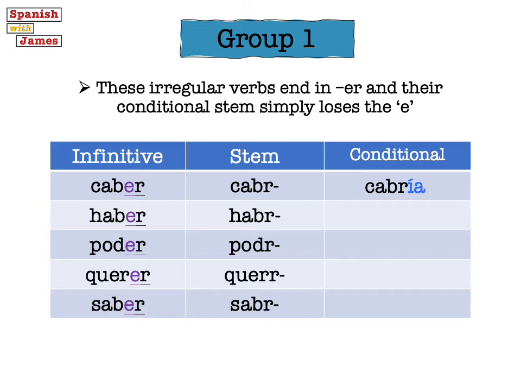Haber goes to habr, habría, poder goes to podr, podría, querer to querr, querría, remember to roll that R if you can, querría, and saber goes to sabr, which goes to sabría. So simply, these five verbs, we remove the E, then the rest is business as usual.